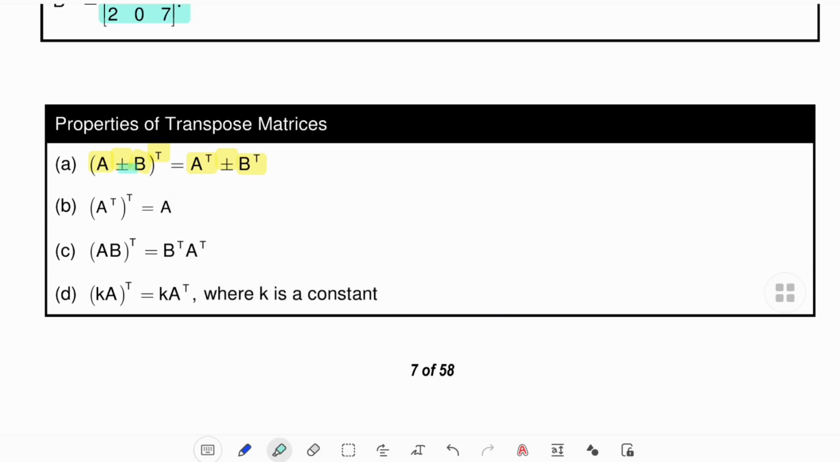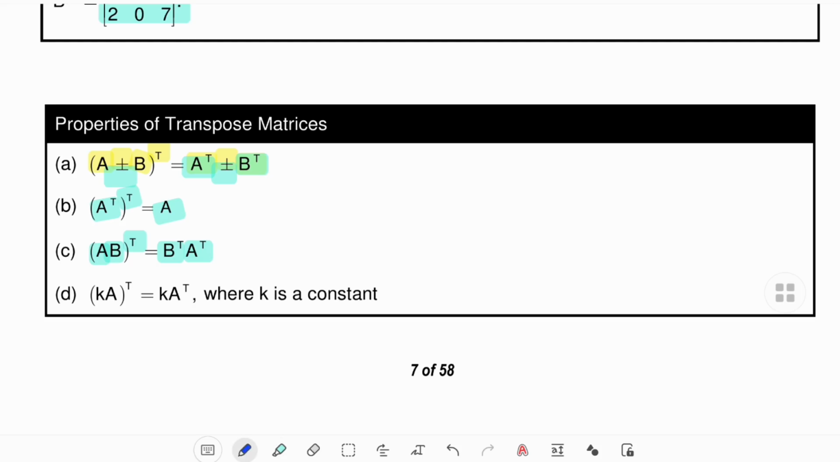If you subtract these two, A minus matrix B, and you transpose afterwards, it equals A transpose minus B transpose. So next property here, if we have A transpose and you transpose it once again, you will get back the original matrix A. So next property, if you multiply matrix A with matrix B, and then later on you transpose this product, it's equivalent to matrix B transpose multiplied with A transpose.